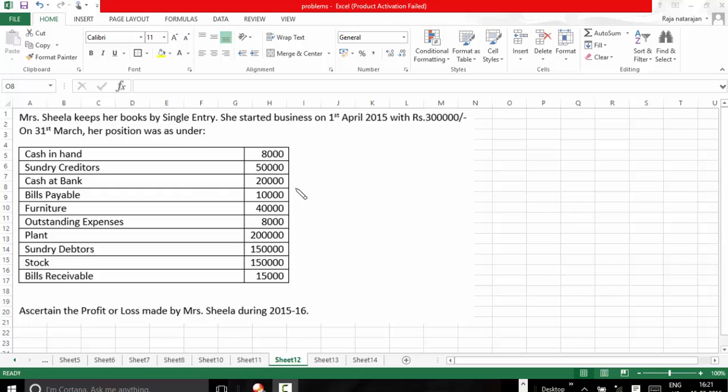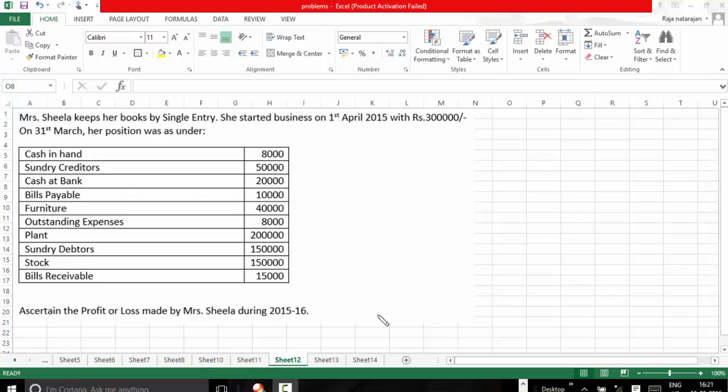You see certain assets and liabilities like cash in hand, asset; sundry creditors, liability; cash at bank, asset; bills payable, liability; furniture, asset; outstanding expenses, liability; then plant, sundry debtors, stock, bills receivable, all these are assets. You have to ascertain the profit or loss made by Sheila during 2015-16.